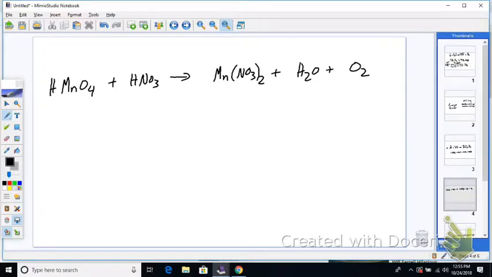Alright, so this one's going to have some bigger numbers associated with it. So this will be a good practice for you guys to assign oxidation states. So go ahead and assign oxidation states for every element like you did on the other two examples.